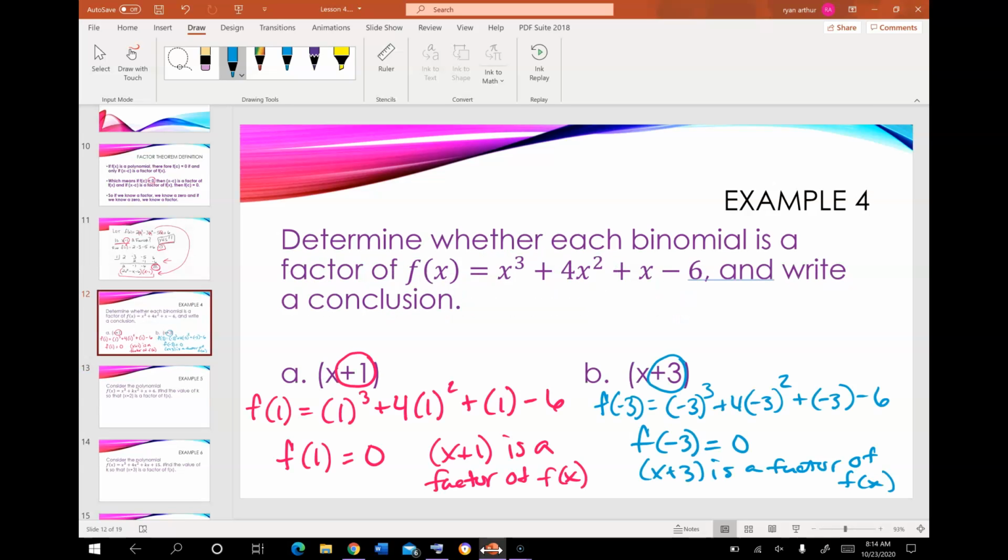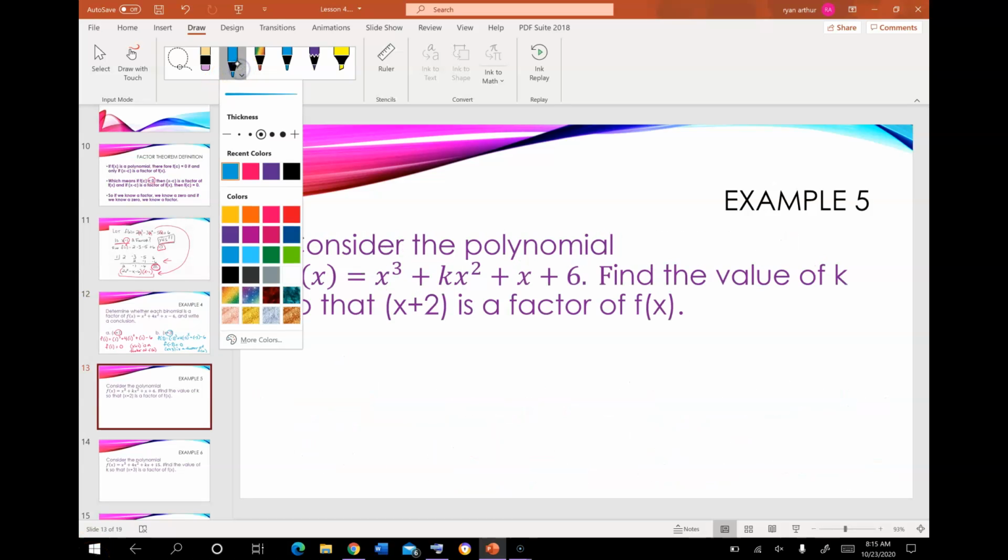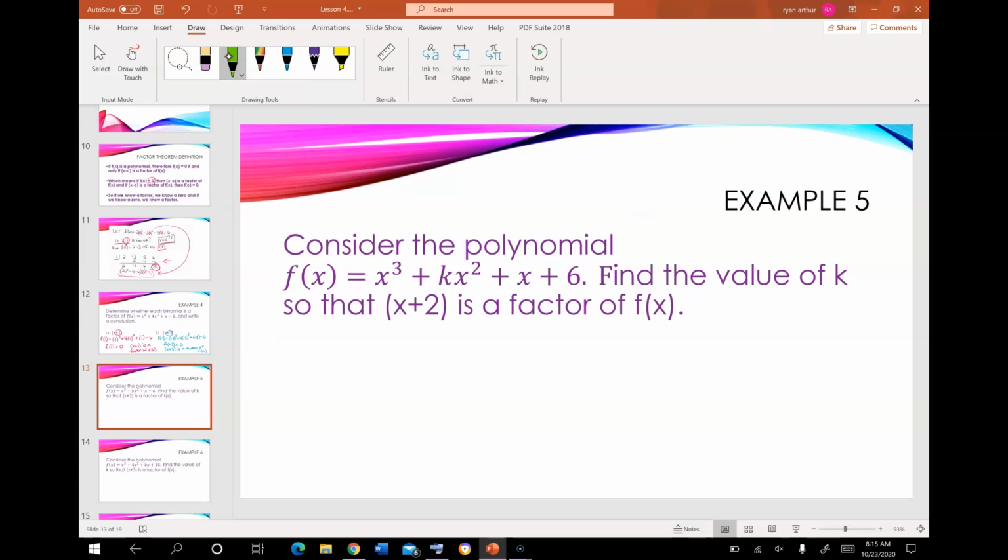Okay, so we've already established that if it's a factor, it equals 0. So if we read this problem, it says, consider the polynomial f of x equals x cubed plus kx squared plus x plus 6. Now, when you're reading this equation, what is that k? Right? Like, what is that? That's supposed to be a coefficient, isn't it? Okay? So it says find the value of k so that x plus 2 is a factor. So I want that to be a factor. Okay? That means when I plug in -2, this equation needs to equal 0, right?